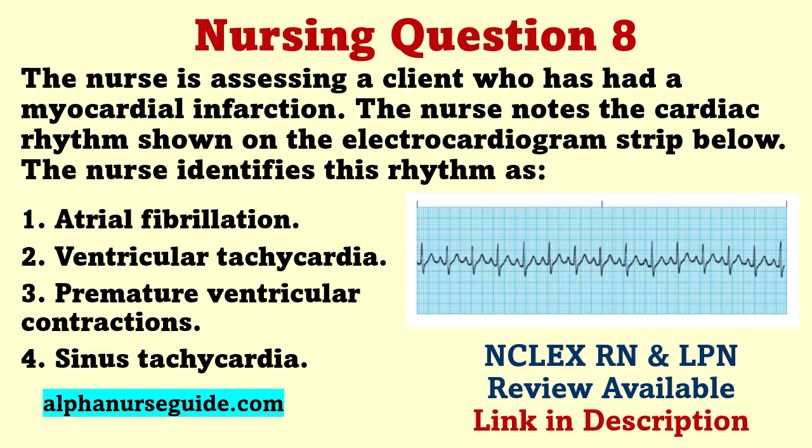The nurse is assessing a client who has had a myocardial infarction. The nurse notes the cardiac rhythm shown on the electrocardiogram strip below. The nurse identifies this rhythm as 1. Atrial fibrillation. 2. Ventricular tachycardia. 3. Premature ventricular contractions. 4. Sinus tachycardia. The correct answer is 4. Sinus tachycardia. Sinus tachycardia is characterized by normal conduction and a regular rhythm, but with a rate exceeding 100 beats per minute. A P wave precedes each QRS, and the QRS is usually normal.